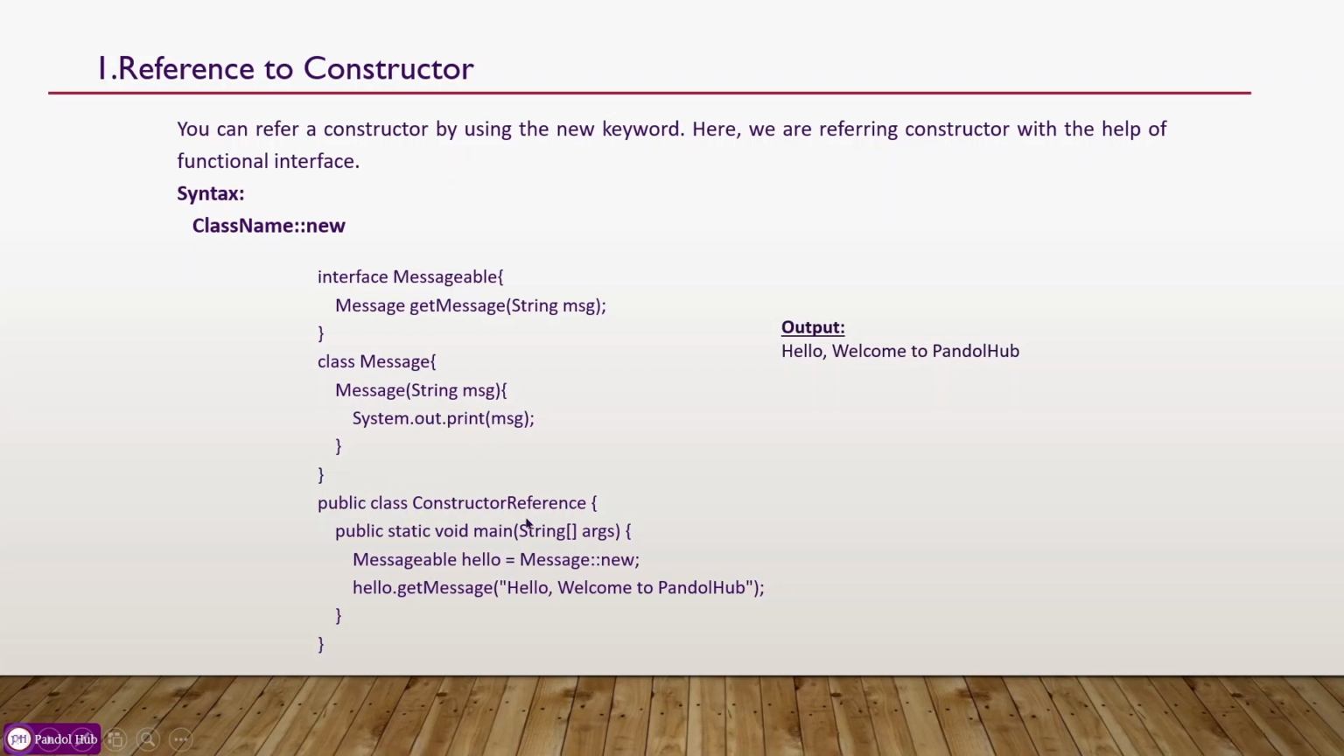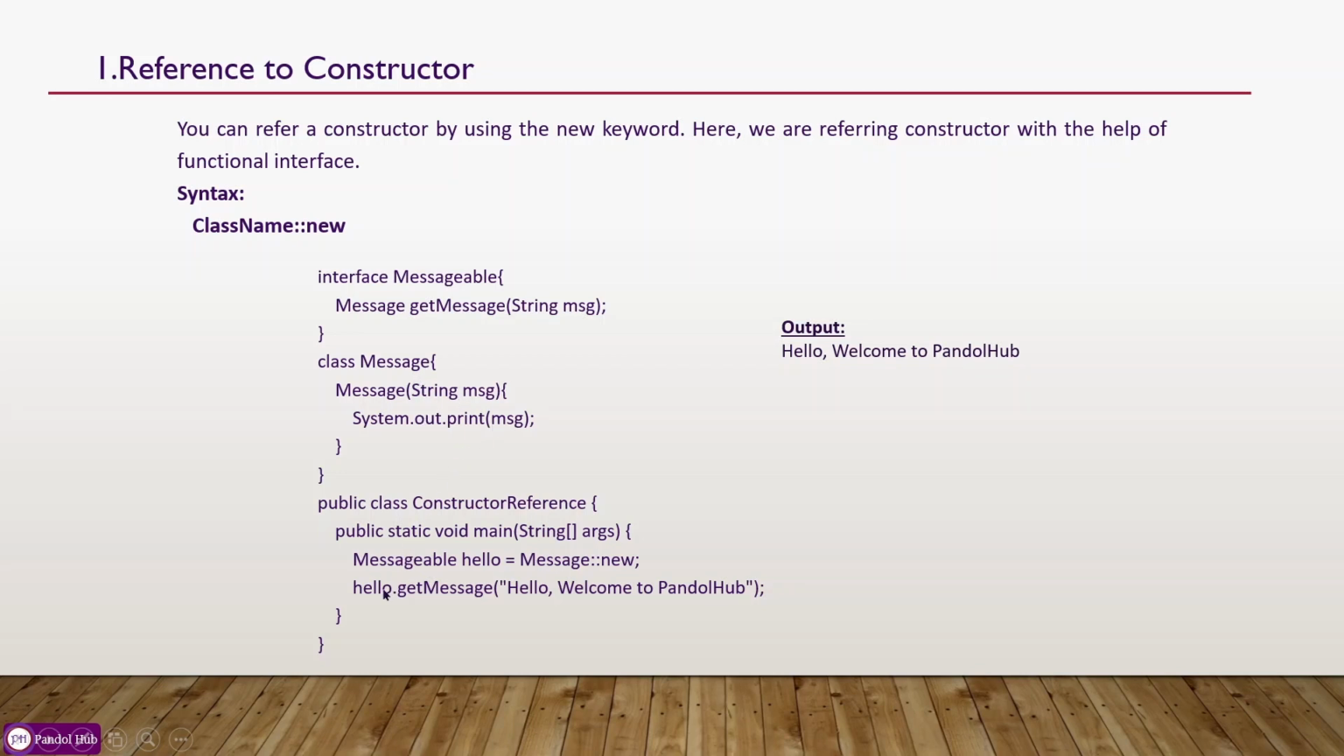So public class ConstructorReference, this is what I have created, another public class. In the main method, I am just creating the interface object, and I am assigning it to the constructor of the Message class. For the constructor of the Message class, I need to use the class name colon colon followed by new. So what this does is it will call the new method of this class. New represents that it is going to create an object, or it is going to call the constructor of this class. So inside the constructor, it is going to print the message.